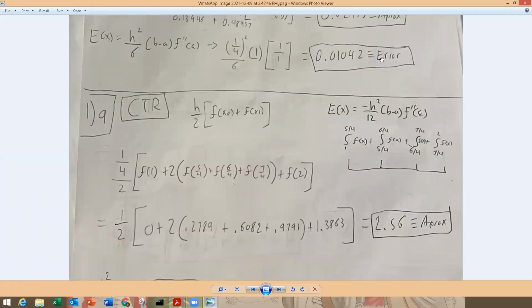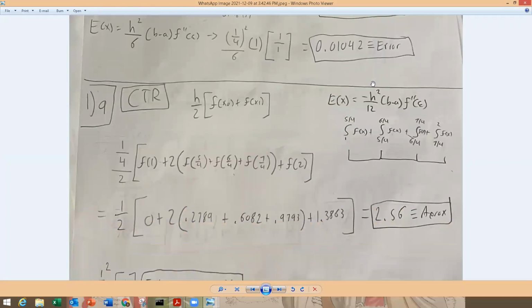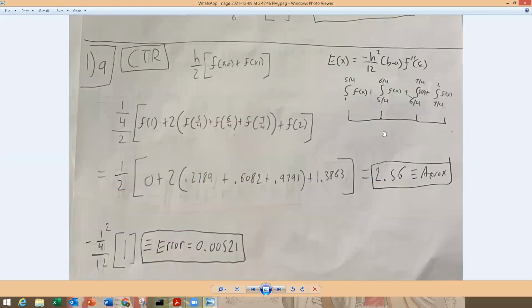Yo, by the way, I actually have the same exam in front of me. Did I just do something wrong? You have the same answer as I do, right? So I did it right so far. Okay. How about here? 2.56 and then 0.00521. Wait, that's CTR. Let me see. Because I feel like I did my Simpson wrong.